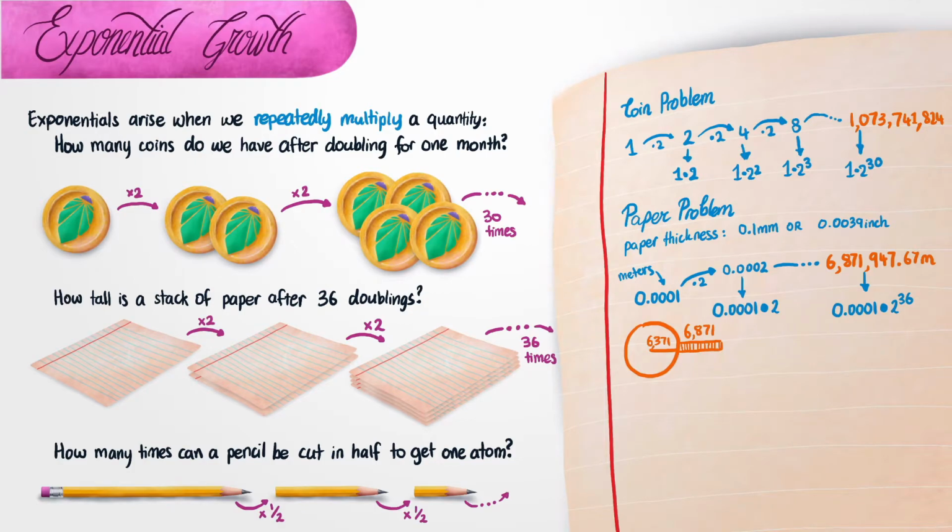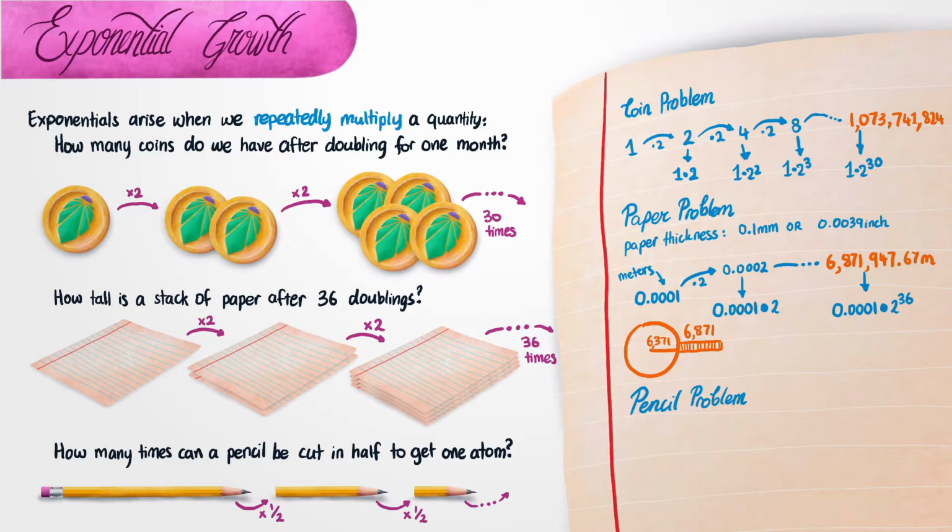So just to give you a comparison that can help you wrap your head around this number, the radius of the entire Earth is 6,371 kilometers. And the height of your stack of paper is actually 6,871 kilometers. So this is a to-scale, approximately, picture of the Earth and your stack of paper. Your stack of paper would literally be more than half the diameter of the Earth. In fact, if you doubled one more time, it would actually be bigger than the entire planet.